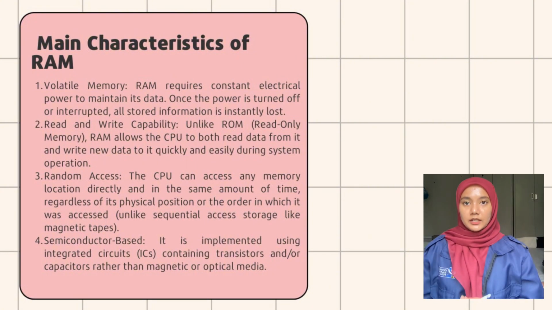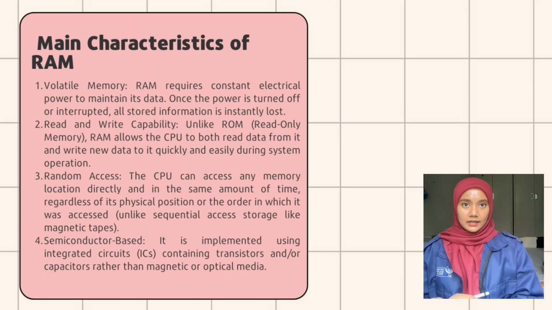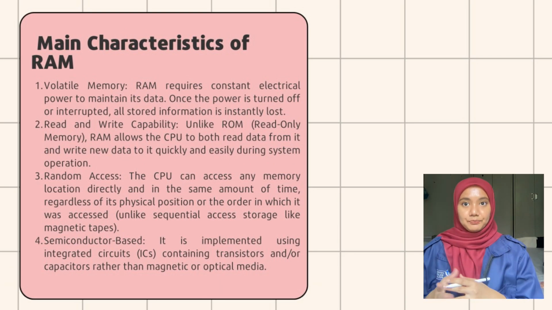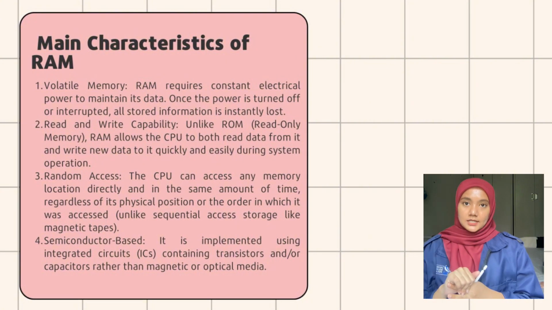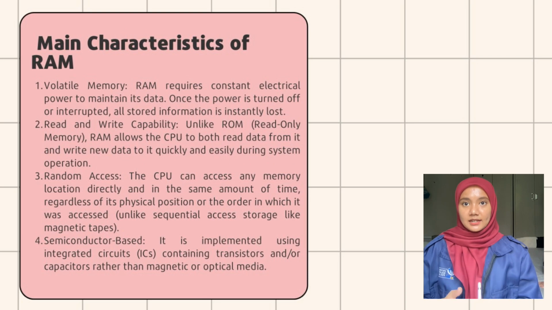Third, it features random access, which means the CPU can access any memory location directly and in the exact same amount of time regardless of physical location or the sequence in which it is requested. It does not need to search sequentially like an old magnetic tape. Fourth, it is semiconductor based. RAM is implemented using integrated circuits containing transistors and capacitors to represent binary states.